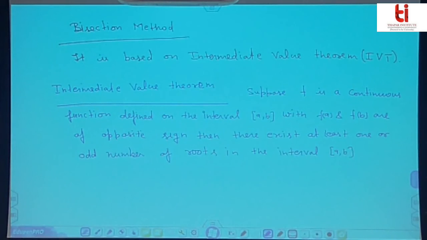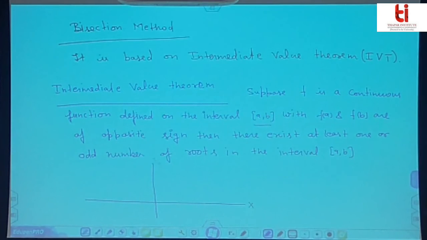That means f is some continuous function defined inside the interval [a, b]. So inside the interval [a, b], the function is continuous, and f of a and f of b are of opposite sign. If f of a is positive, then f of b is negative. Then there exists at least one, or an odd number, of roots inside the interval [a, b]. Let us explain it with the help of a graph.